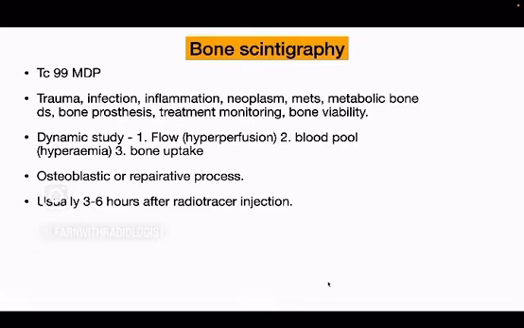So first phase will be the flow or hyperperfusion phase, second phase will be the blood pool or hyperemia phase, and third one will be the bone uptake phase. Whenever there is osteoblastic activity or reparative bone process, there will be increased uptake of technetium 99 MDP, and usually a scan is done after 3 to 6 hours of radio tracer injection.